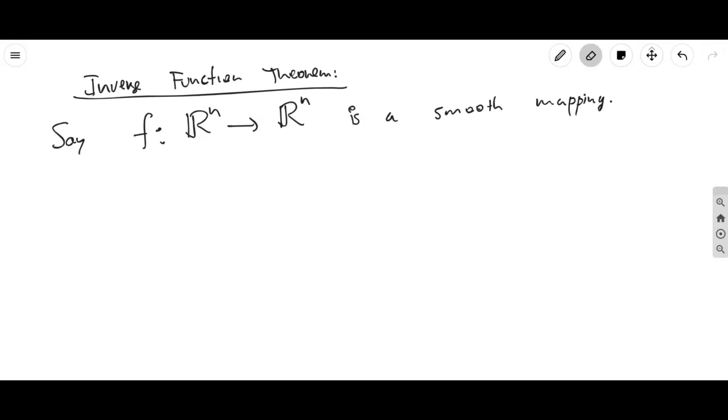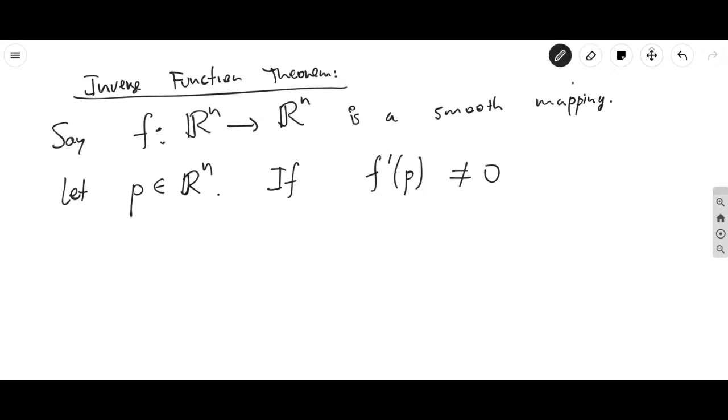However, I do not think we're going to be using the inverse function theorem anyway, but I just want to mention it. So say you have a smooth mapping, and let P be a point in Rn, so this is like a vector with n components. So if the derivative at P, now you're not going to say the derivative is non-zero, that does not make sense. The derivative is going to be an n by n matrix. This is an n by n matrix. It's called the Jacobian matrix.